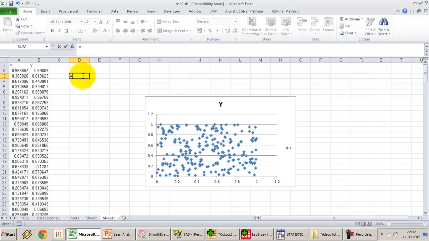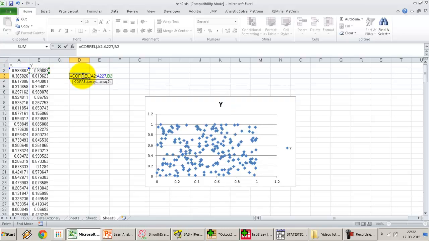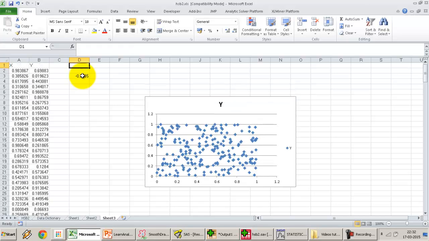If I look at the correlation over here, I'll use the correl formula. I should get a correlation which is close to 0. I do not expect a high correlation here. And as expected, you see a correlation of effectively 0.0. The negative sign is insignificant in this case. There is no relationship between x and y.